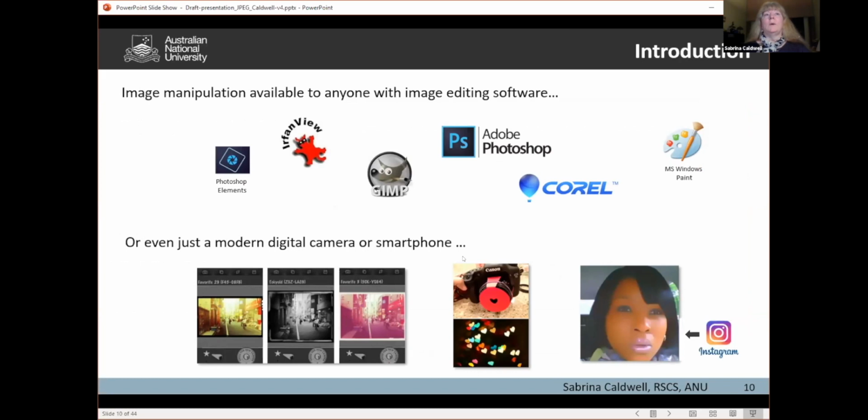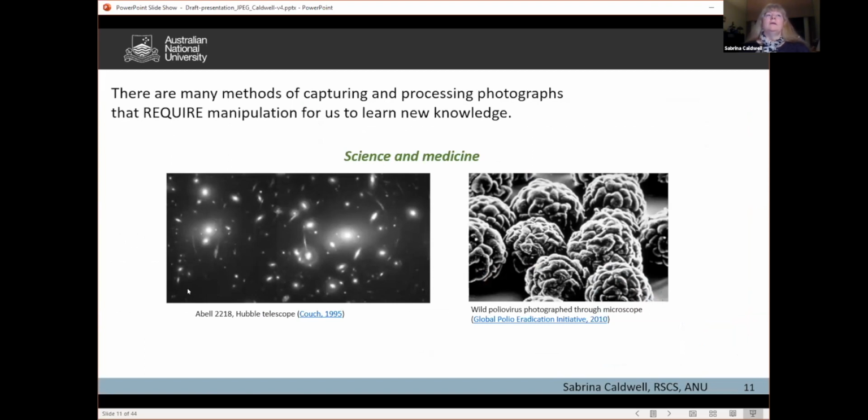Obviously, there's lots of ways in which people can change their images, editing software, or even just using a modern digital camera with filters. There's many ways of capturing and processing photographs that require manipulation for us to learn new knowledge. Space photography and electron microscopy come immediately to mind. So there's a couple of photographs, one on immense scale and one on microscopic scale. We would not be able to see these things without special processing with photographs.